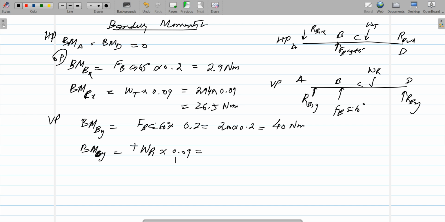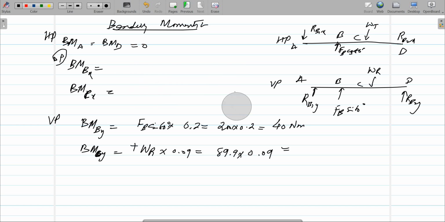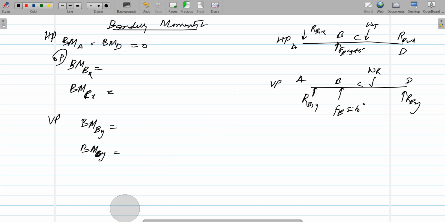So WR based on our calculations is 89.9 into 0.09. Sorry, there is a mistake here. I have to calculate it again. I was taking wrong bending moments. So the bending moment at point B, because you take the bending moment at this point, we have to use this.